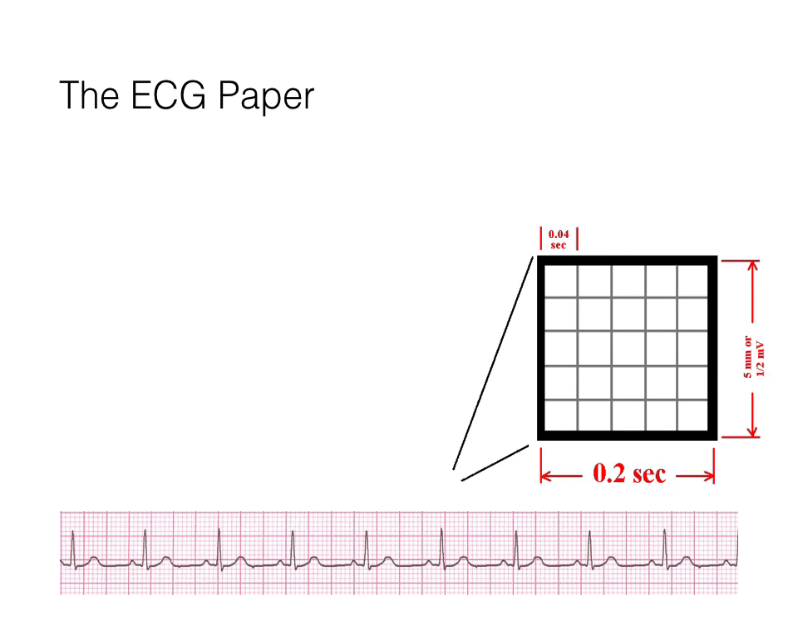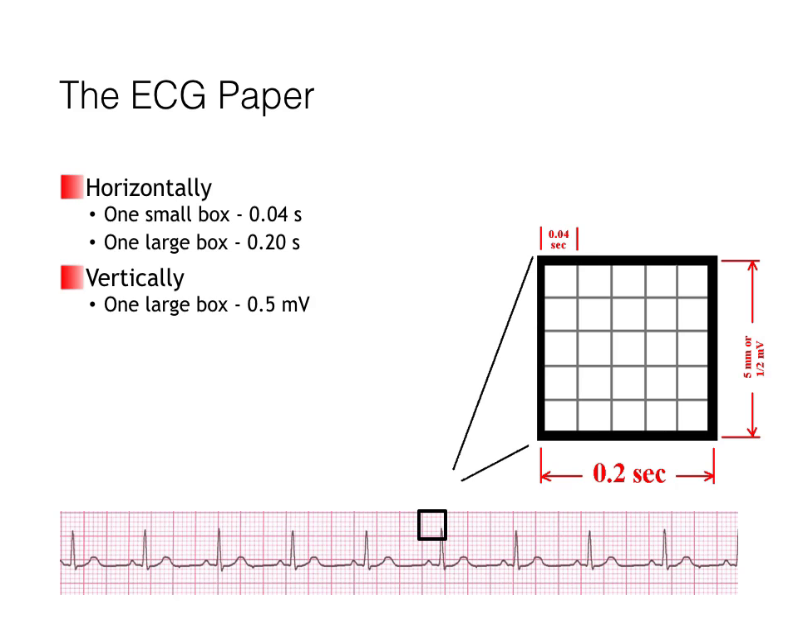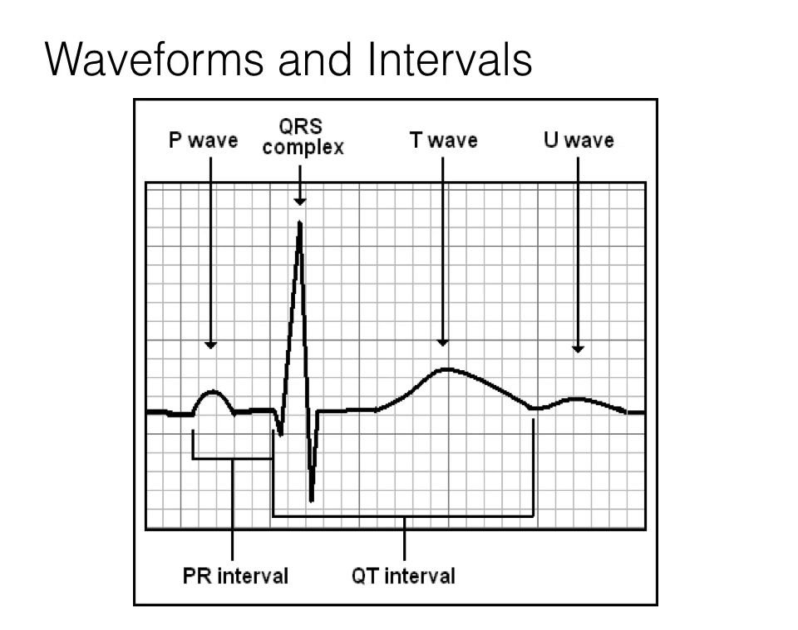In ECG paper, the horizontal axis represents time and the vertical axis represents voltage. Horizontally, one large box represents 0.2 second and vertically one large box represents 0.5 millivolt. These are the different waveforms and intervals of the ECG.